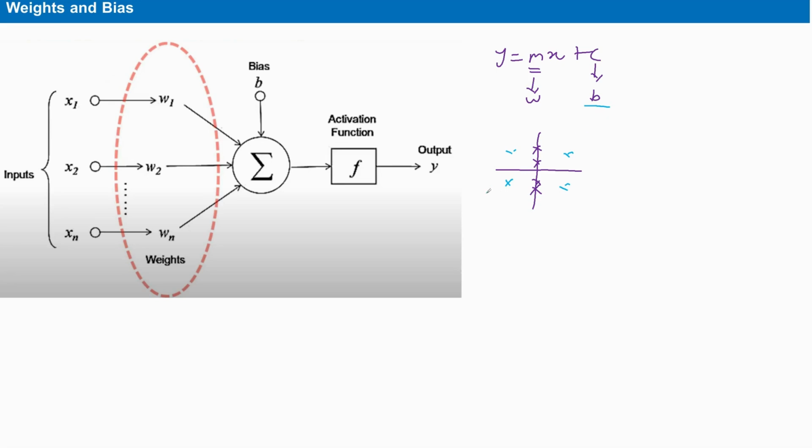When you are dealing with a real-time example, the data points and the best fit hypothesis are not always in line with the origin. When you are using only the weight, your hypothesis can only move in line with the origin. But what if your best fit is not in line with the origin, and is somewhere here or somewhere here? When you are only using weight, you cannot achieve that kind of best fit.